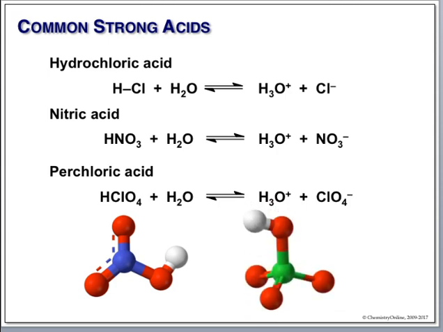We've used nitric acid in the lab. This is nitric acid. This is nitrate, NO3, and we put the hydrogen on one of the oxygens. That's a polar covalent bond. Water can split it. We get hydronium and nitrate.